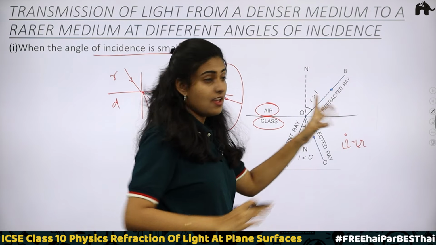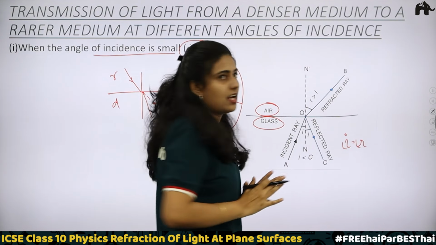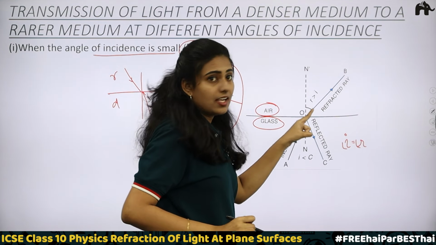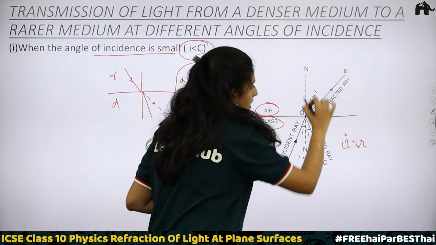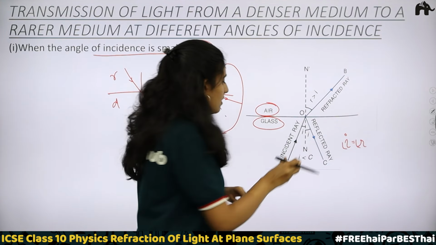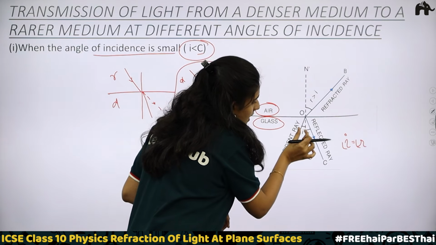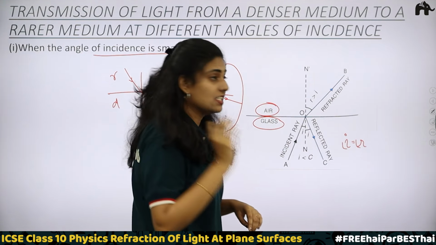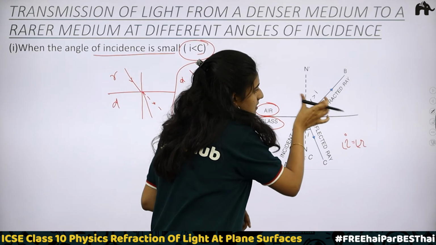What is the reason here? Light is traveling from the denser to rarer medium. Here BON dash is your angle of refraction, the angle between refracted ray and the normal. Now what is happening? You have a light ray making a small angle of incidence, an angle which is less than C. C is a critical angle. What happens? You are getting refraction.